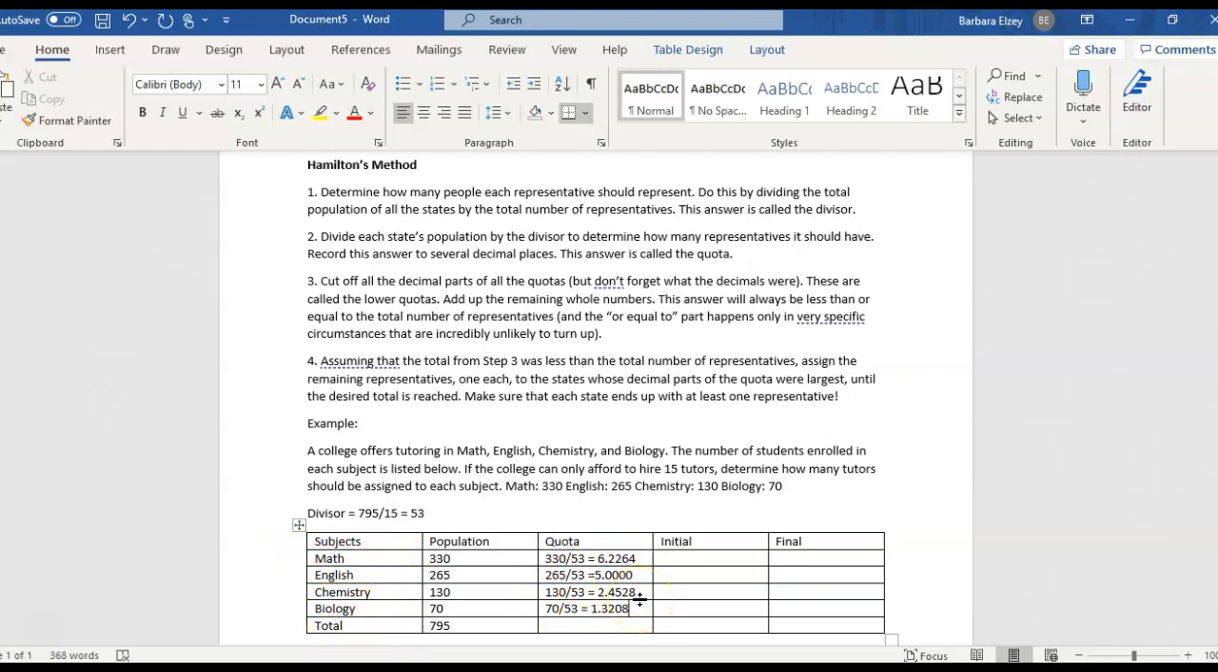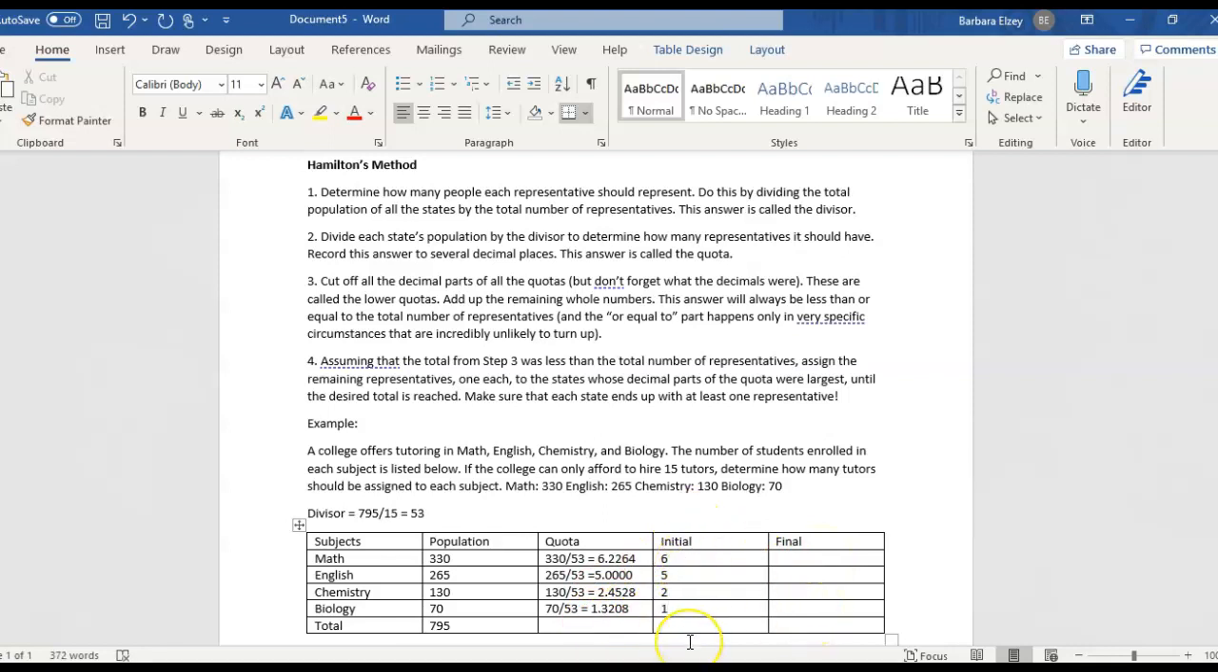All right, now, step 3. Cut off the decimal parts of all the quotas. These are called the lower quotas. All right, so let's do that part. Let's cut off the decimal. So in other words, I'm going to drop the decimal. My initial allocation is just 6 for this first one. Just dropping off this decimal. 5 for the second one. 2 here. And 1 for this last one.